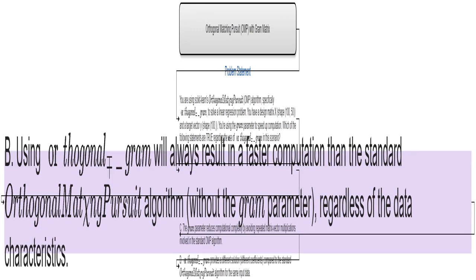Absolutely. The _orthogonal_mp_gram function needs the gram matrix, which is the matrix product of x transposed and x, xᵀx. This pre-computation is worthwhile only when there are fewer features than data points because the gram matrix will be smaller, making calculations much faster. This is false. Although _orthogonal_mp_gram generally improves speed, it's only faster if the gram matrix computation doesn't take longer than the time saved.